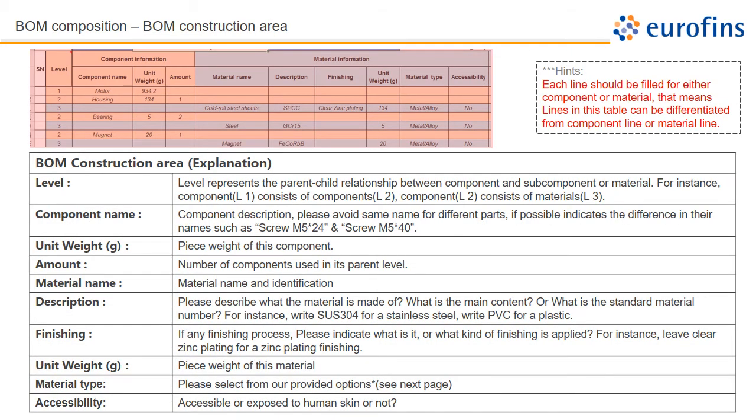And the second is the component construction area. In this area, you should present us a clear picture of your product and describe your material in a proper manner for us to be able to understand if there is any risk. Please remember that each line should be filled for either a component or a material. That is to say, the lines in this table can be differentiated as component lines or material lines.